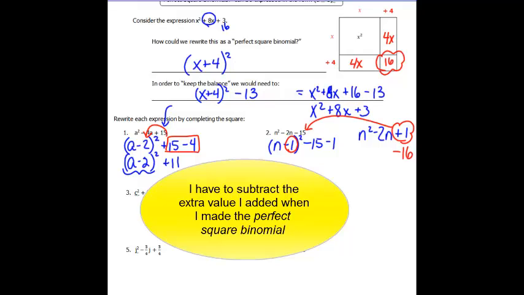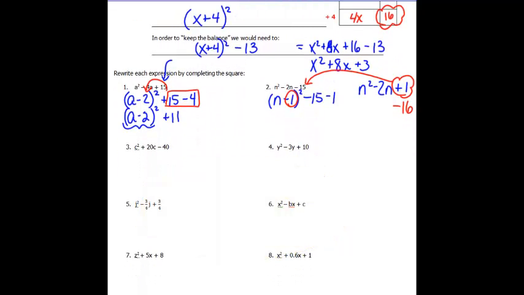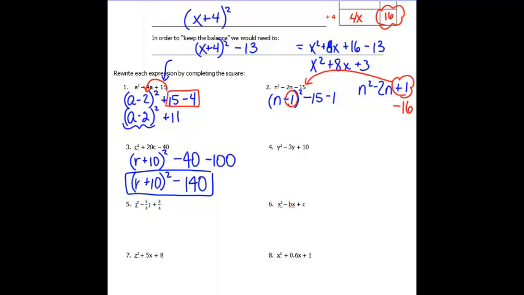I know that you're a little confused right now, but stick with me, okay? Number 3. So I'm going to take half of that middle term, going to give me r plus 10 quantity squared. And it already said minus 40. What am I adding in the middle there? I'm adding 100. So in order to compensate for adding that 100, I have to subtract that 100. So the final answer is r plus 10 quantity squared minus 140. And if you multiply that back out and do the adding, you'll get the same thing.